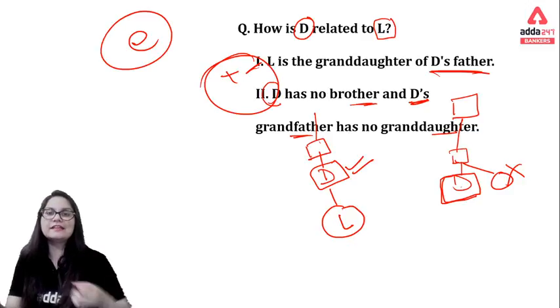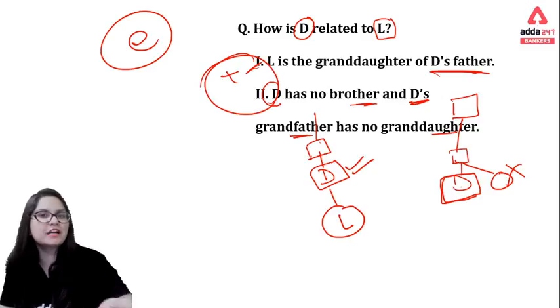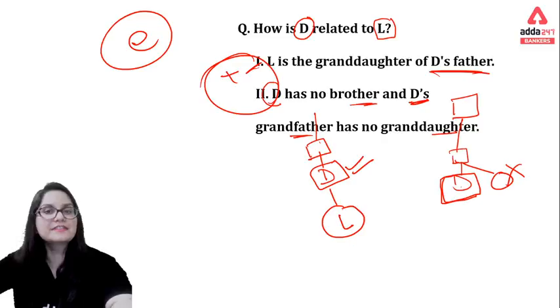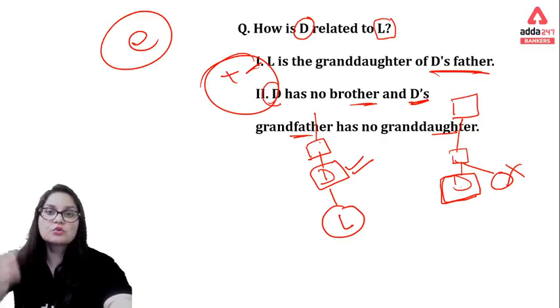And we can say that it is so easy to grab 5 marks from data sufficiency if you have the last 1 minute and you have 5 data sufficiency questions. So it is so easy to grab 5 marks in 1 minute.